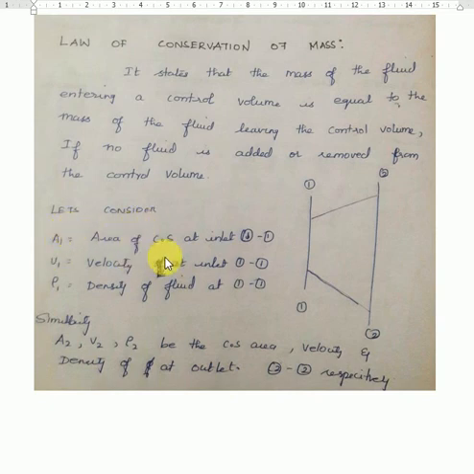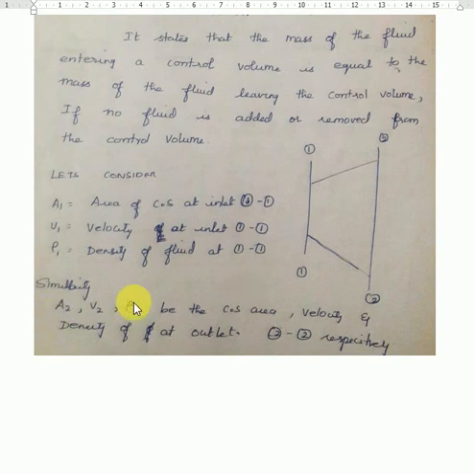So let us consider we have two cross sections. So we have a pipe. It's an inlet and an outlet. So 1, 1, 2, 2. It's the cross sectional area. So A1 is the cross sectional area at inlet. V1 is the velocity at inlet. Rho 1 is the density of the fluid at inlet. So similarly at the outlet, A2, V2, rho 2 are the area, velocity and density at outlet.